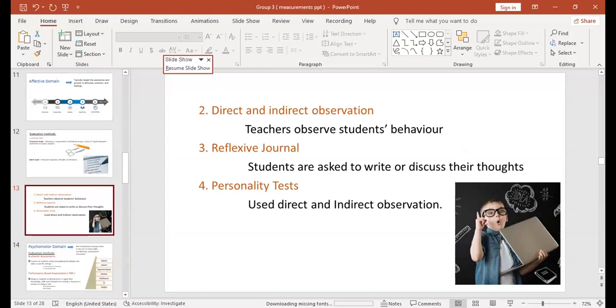And the fourth one is the personality test. You also know personality cannot be measured directly. For this, direct and indirect observation is needed.